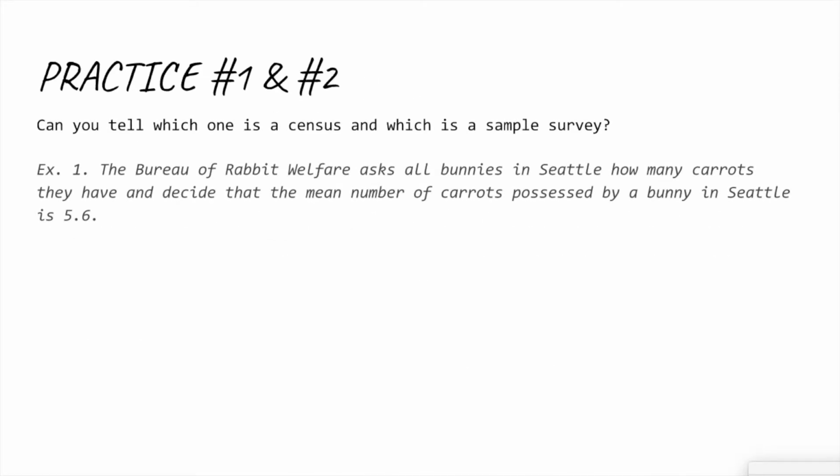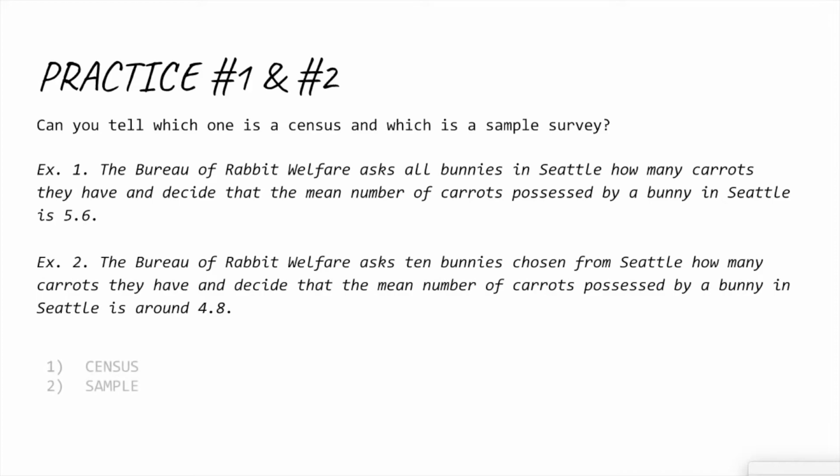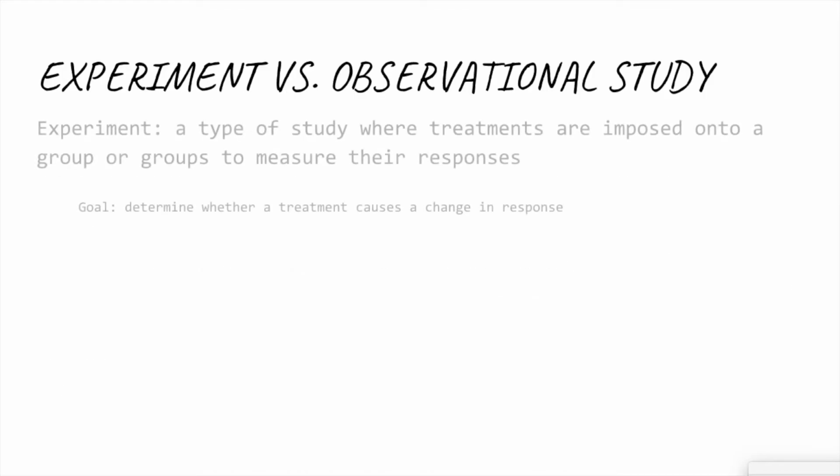For example, here are two scenarios. Can you tell which one is a census and which one is a sample survey? The first would be a census because data is gathered from all bunnies in Seattle, which is the population. The second would be a sample because data is gathered from a group of 20 bunnies chosen from the overall population, although it may not be very representative because we don't know if it uses randomization and the sample size is quite small.